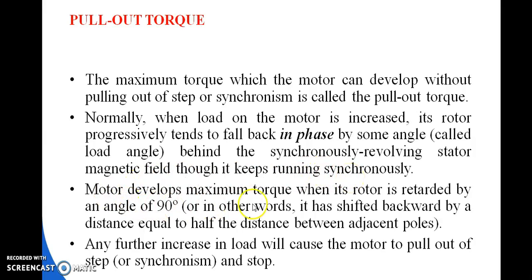The motor develops maximum torque when its rotor is retarded by an angle of 90 degrees, or in other words it has shifted backward by a distance equal to half the distance between the adjacent poles. Any further increase in the load will cause the motor to pull out of step, or out of synchronism, or we can say it may simply stop.